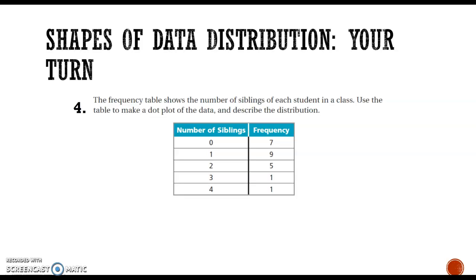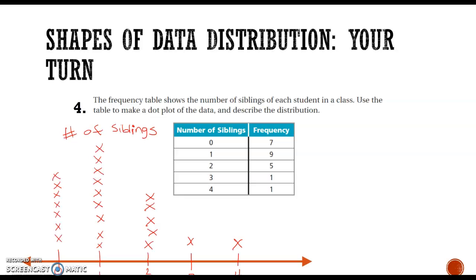All right, let's look at number 4. The frequency table shows the number of siblings of each student in a class. Use the table to make a dot plot of the data and describe the distribution. So pause the video, make your dot plot, and describe the distribution. Okay, let's see how you did.